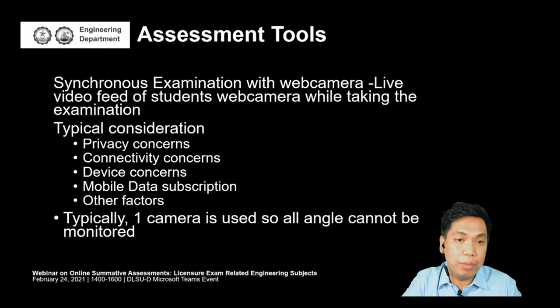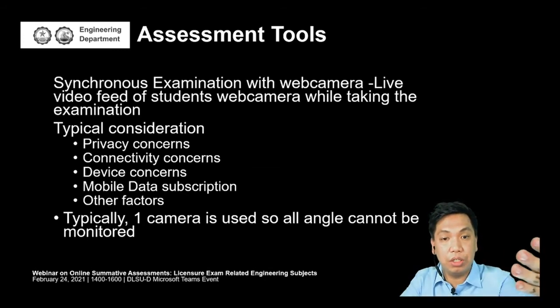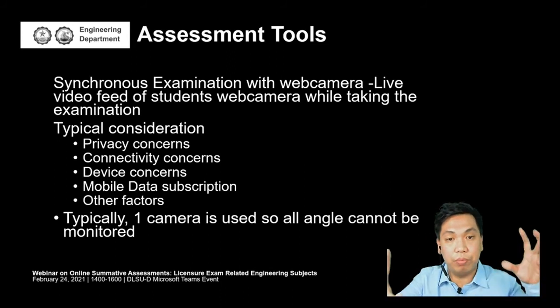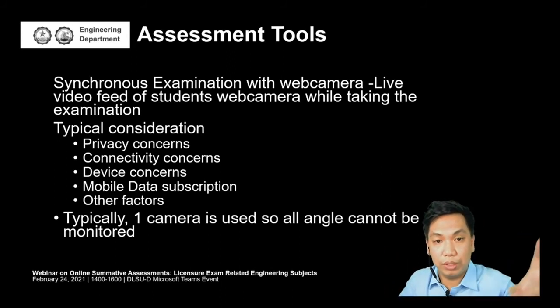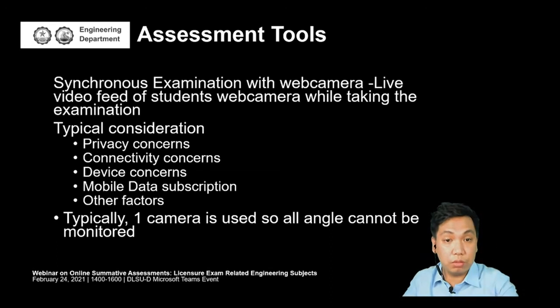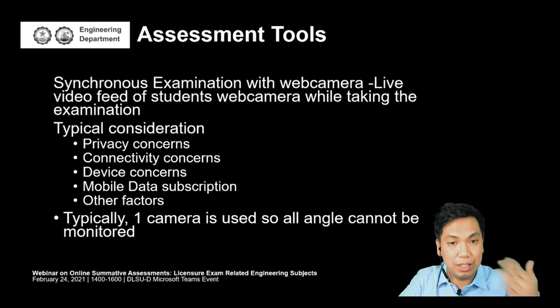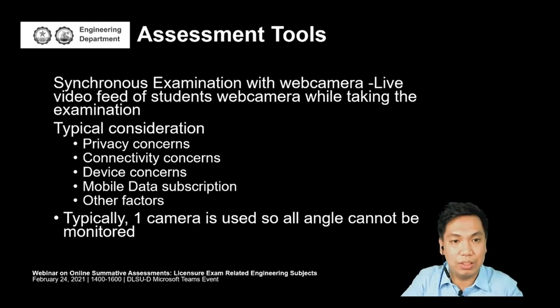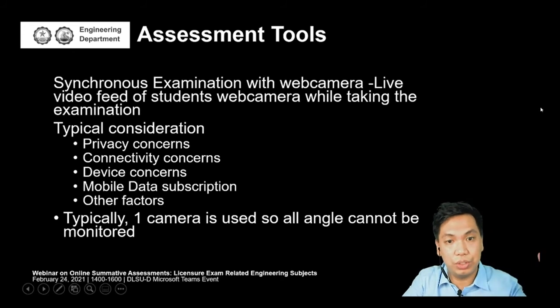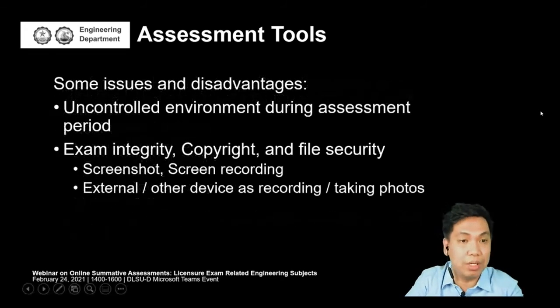Typically only one camera is used, so not all angles can be monitored. For example, the web camera only faces the face of the student, but what is on his wall, what is in front of him, that's somehow uncontrollable. So it can reduce the cheating, but the camera doesn't show everything in the student's location during the examination.